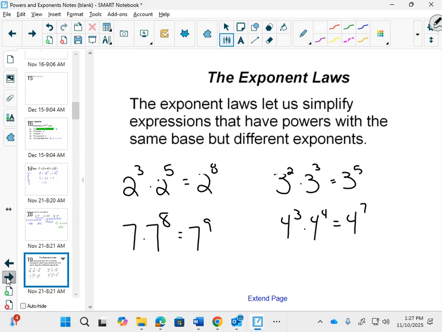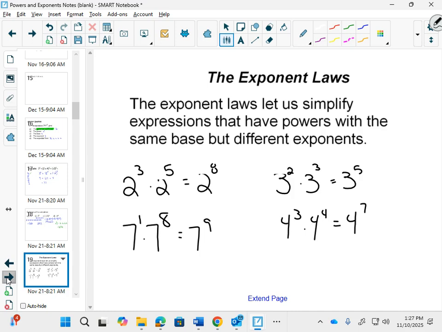When there's no exponent written, there's like a hidden 1 there, because you have 7 to the 1. Does it work for that one? Yes. Why does it work? Because 7 times 7 to the 1, yeah, that's 7 to the 1. But why does the rule work? Why is it 3 and 5, why do we add them?